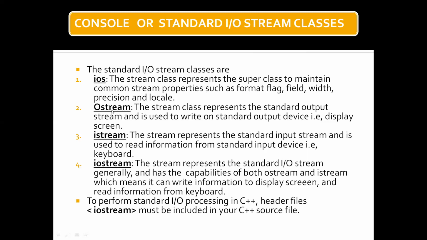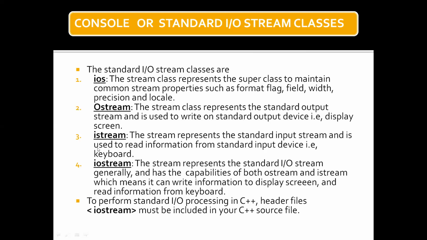The second one is iostream. The ostream class represents the standard output stream and is used to write on a standard output device. That means ostream is nothing but an output stream which is used to write on a standard output device, that is nothing but a display screen. With the help of cout we will be using ostream, for display purposes, a print statement.